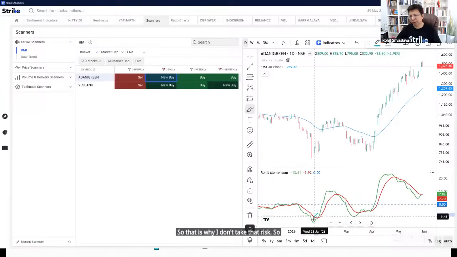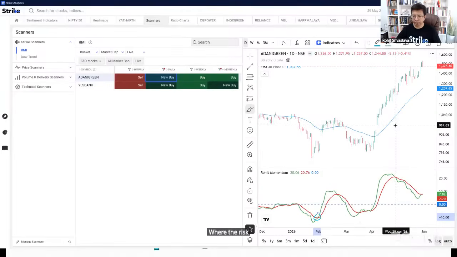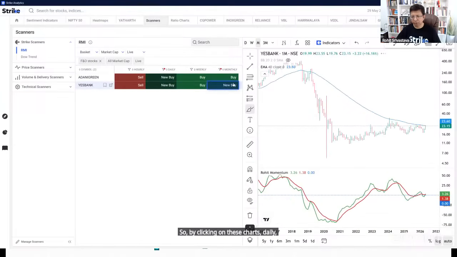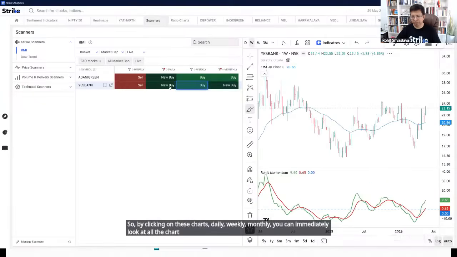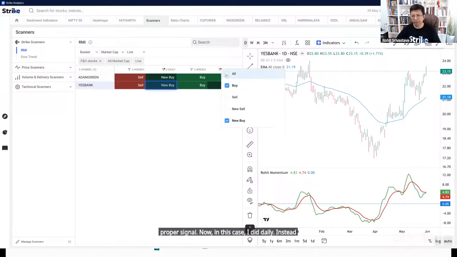So the one I like to take is when it is early stage, just starting off, where the risk reward is more favorable. So by clicking on these charts, daily, weekly, monthly, you can immediately look at all the charts and see which one is giving you a proper signal. Now, in this case, I did daily. Instead of this, I could do daily, weekly also.